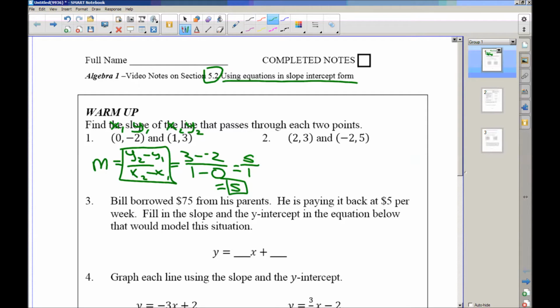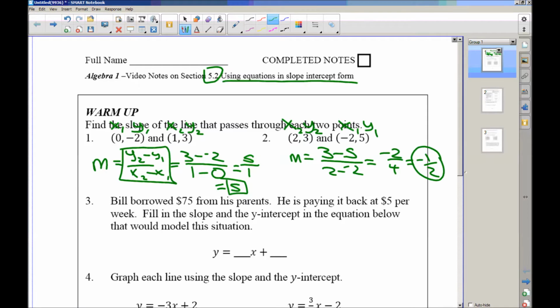And remember, it doesn't matter which one you pick as point 1 or point 2. So for this one, we'll do it the opposite way. So this could be point 2 and this could be point 1. So my slope could be found by doing 3 minus 5 over 2 minus negative 2. This is negative 2 over 4, which is negative 1/2. You will get the same numbers regardless of which point you pick as point 2. Okay. All right, number 3.